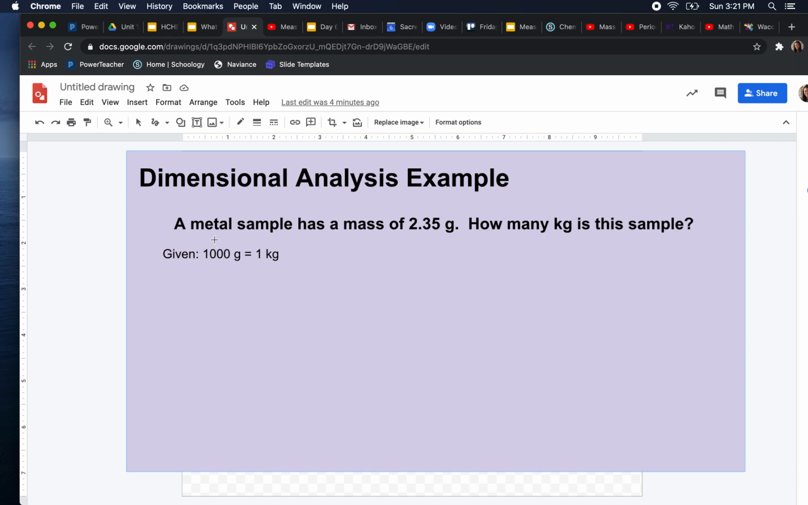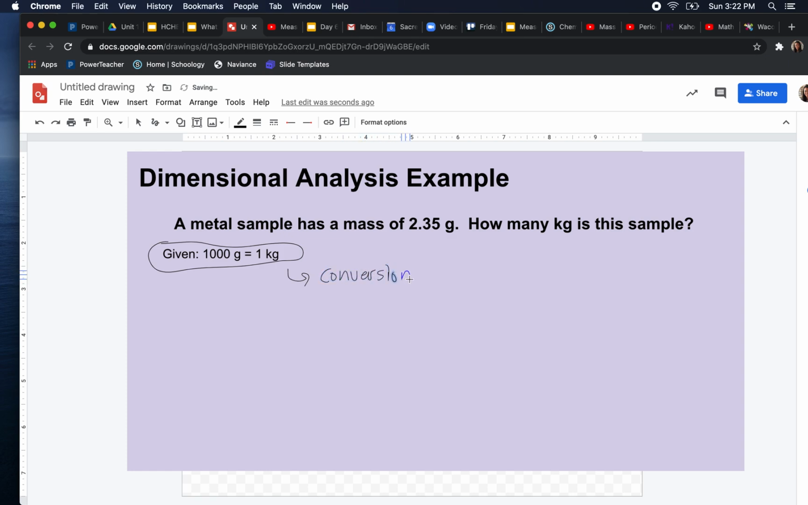So I went ahead and gave you a conversion factor. This statement right here, 1,000 grams is equal to 1 kilogram, is what we can call our conversion factor.